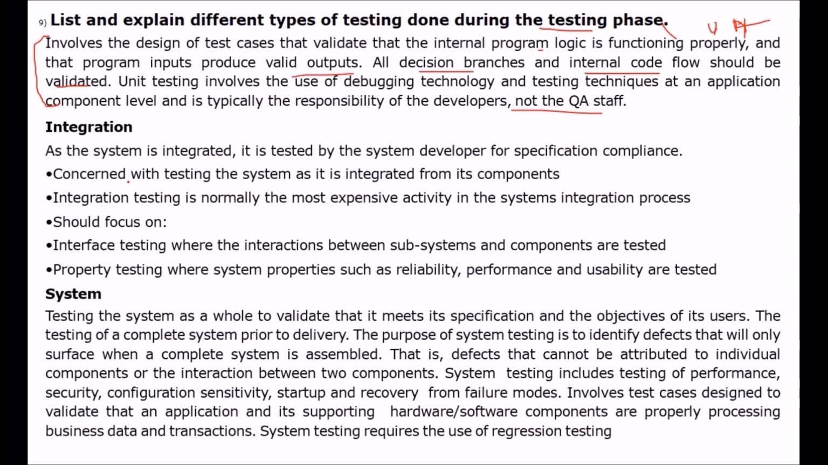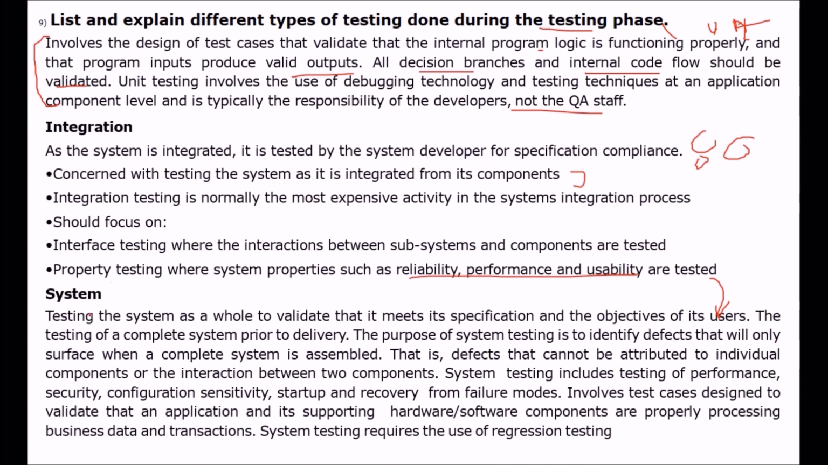As the system is integrated, this is tested by the developer for specific components. That is, this is concerned with testing the system as it is integrated from its components, because the components we have already checked. Integration testing is normally the most expensive activity in the system integration process, because we are combining various modules, various components, various classes together. And the focus is on interface testing, where the interactions between subsystems and components are tested, and property testing, where system properties such as reliability, performance, and usability are tested. Well, this is part of system testing also.